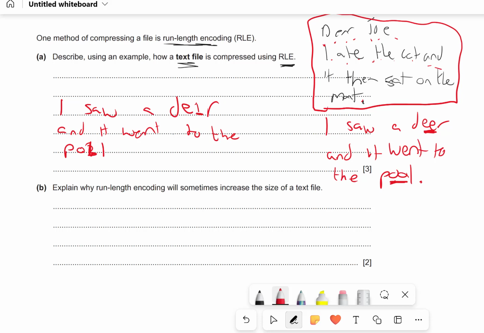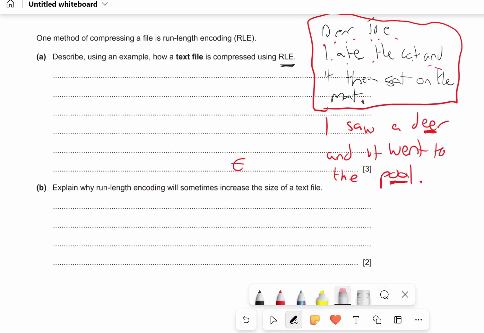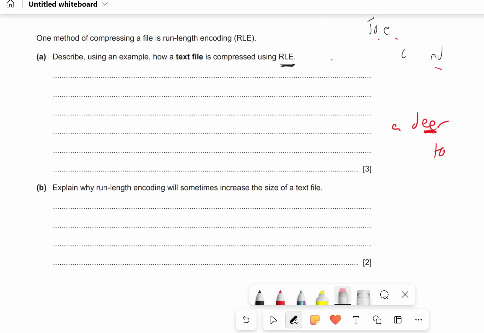But the point being is that if you were to have text which had lots of repeated characters, so let's imagine I'm sending some hexadecimal code. So let's do something like this. D, E, E, E. It could be sent as D, E, and then 2 more. But run-length encoding is normally used on images, which we'll look at in a different question. So let me take you back to this question. It says, describe using an example how a text file is compressed using run-length encoding.